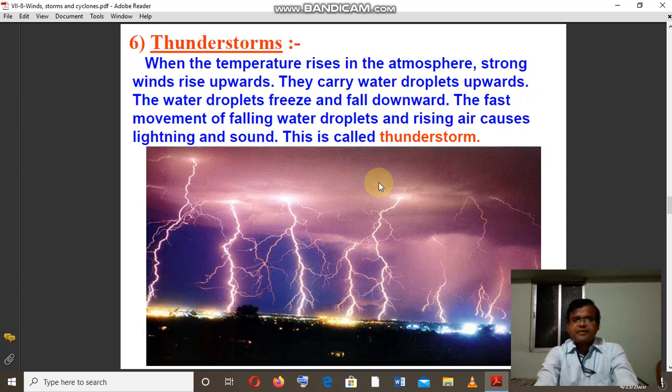Thunderstorm. When the temperature rises in the atmosphere, strong wind rises upward and carries water droplets upwards. The water droplets freeze and fall downward. The fast movement of falling water droplets and rising air causes lightning and sound. This is called a thunderstorm.